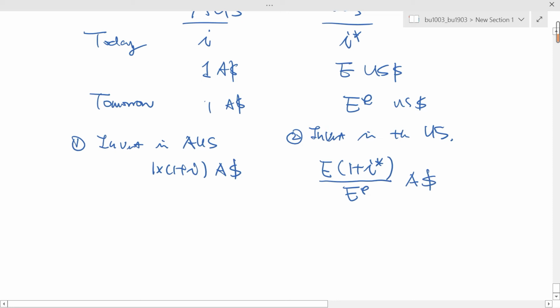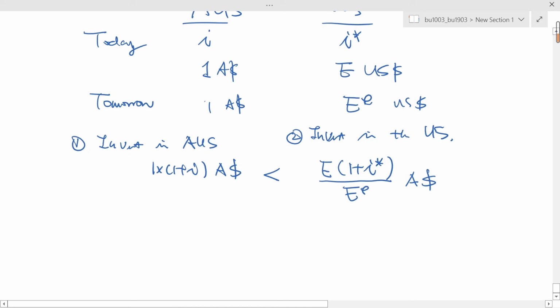So if option 1 is bigger than option 2, then everybody will invest in Australia. So investors will exchange US dollars for Australian dollars. The Australian dollar will appreciate, so E will increase until the two become equal.